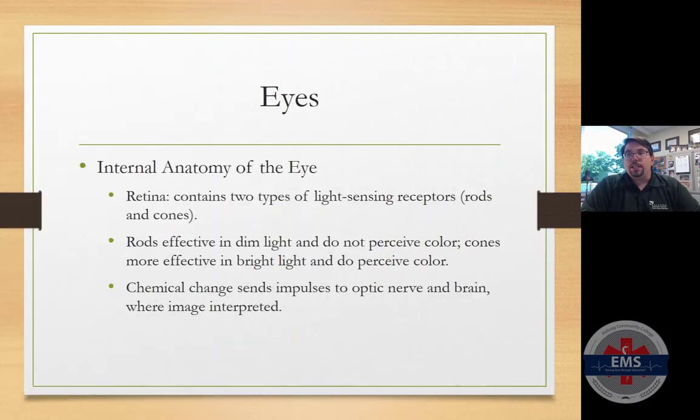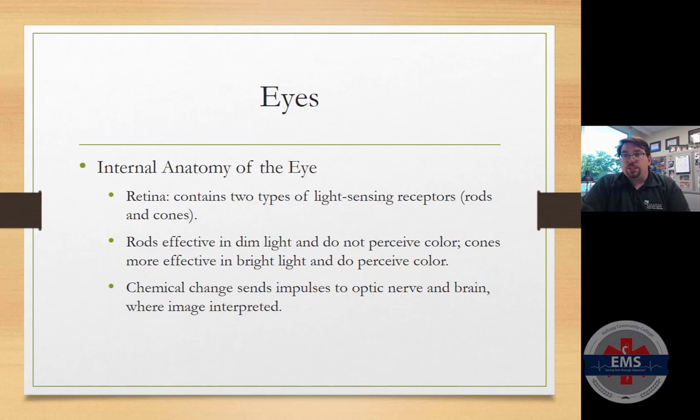Now, the other part we look at with the retina is we know that it contains two different types of light sensing receptors. We call these rods and cones. You probably have heard that before. Now, rods and cones work differently depending on the type of light source. Rods are effective in dim light and do not perceive color. Cones, on the other hand, are much more effective in bright light, and they do perceive color. So one of the things that we can easily determine, especially when someone has issues with color blindness, is oftentimes it has more to do with their cones than it does with their rods.